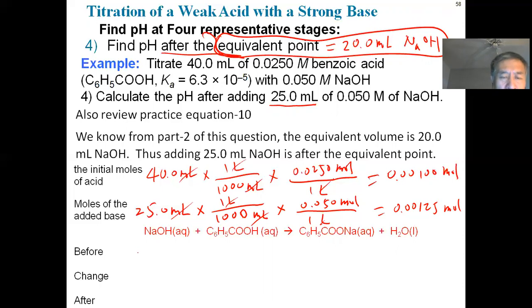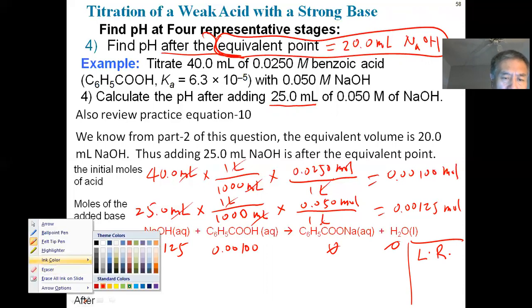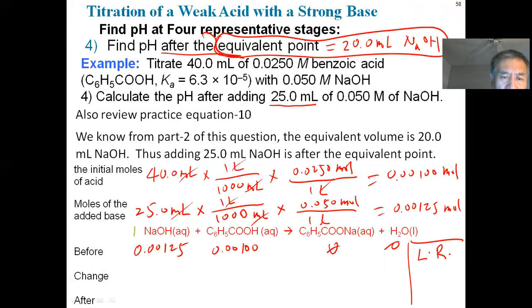Now we'll use our before, change, and after table. Before, we have 0.00125, 0.00100, 0 here, 0 here. Now again, with the limiting reactant, the LR, that depends on how much we have and the coefficients. They all have a coefficient of 1, 1, 1, and 1. How much they have? The last one will be the limiting reactant.